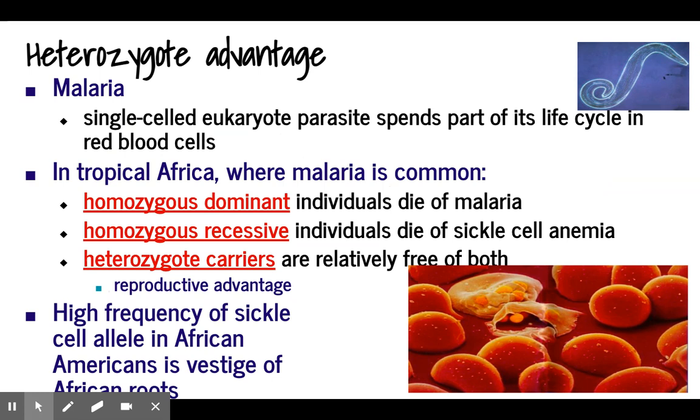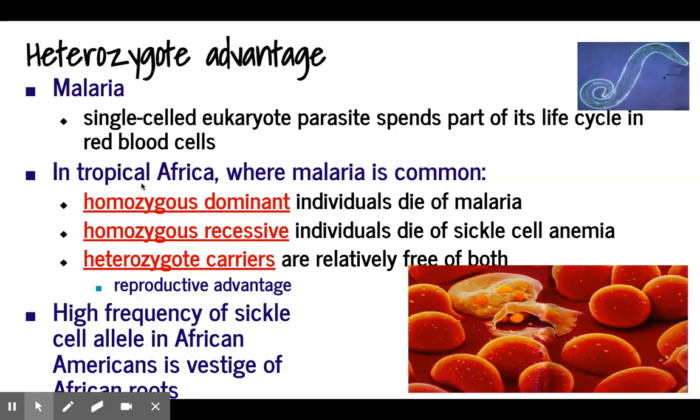Like I said, malaria is a single celled eukaryotic parasite that spends part of its life cycle in the red blood cells. Now, in tropical areas where malaria is common, we also see a high rate of sickle cell anemia. Well, why is that? Okay. So if you are homozygous dominant, meaning that you have two normal alleles, you'll end up dying from malaria. Okay. If you are homozygous recessive, meaning that you have two lowercase alleles, you end up dying from sickle cell anemia. Okay, why is that?